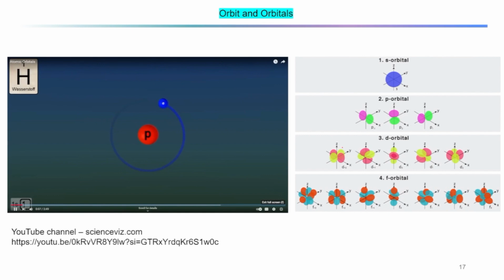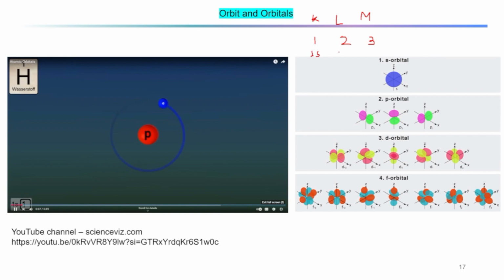As we discussed, orbitals are the 3D space occupied by electrons where the electron density is maximum. So inside one orbit there can be different orbitals. For example, when we have orbit number 1, 2 and 3, which are also known as K, L and M, in orbit 1 we have only one s, so that is only one orbital, one s.